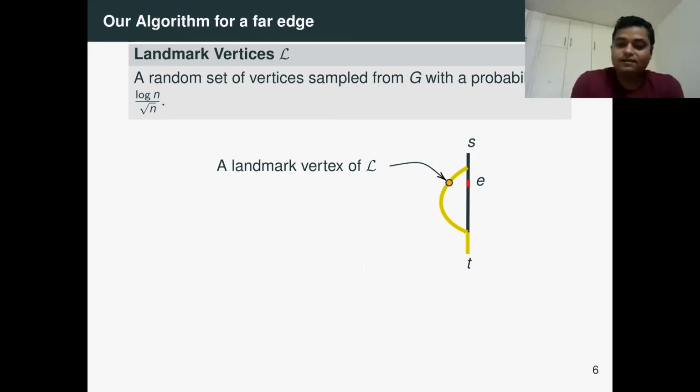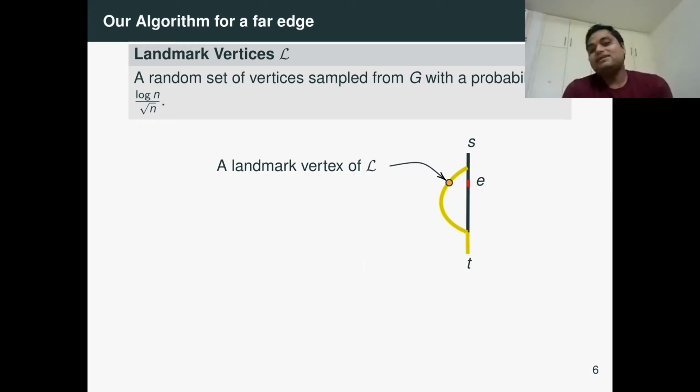Now what I'll do is generate a random set of vertices which are sampled from G with a probability of log n by square root n, and I'll call these landmark vertices. And I claim that at least one of these landmark vertices is on the suffix of P.